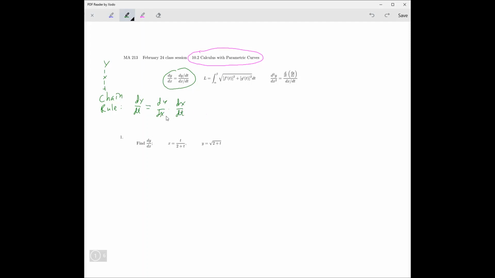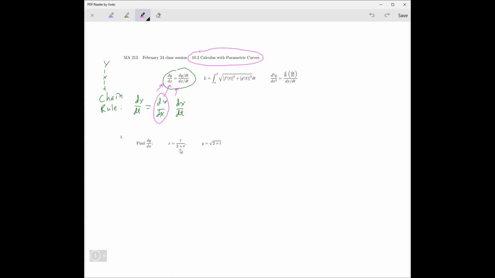Now, if you want to solve for this one, then this is going to be dy dt divided by dx dt. Okay, so this formula here comes about immediately from the chain rule. So the chain rule gives you this formula right here.